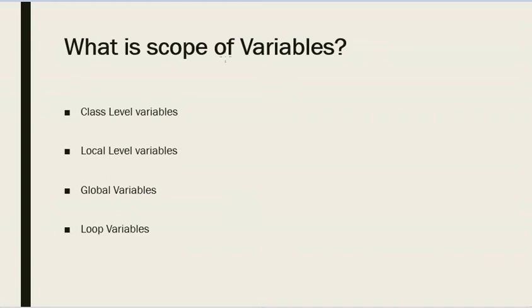So what is the scope of the variables? The scope of the variables in C sharp is like class level scope, local level, global level, loop level scope. These are the four kinds of scope levels of the variables that we have in C sharp.